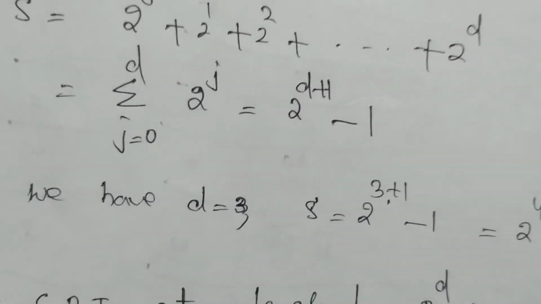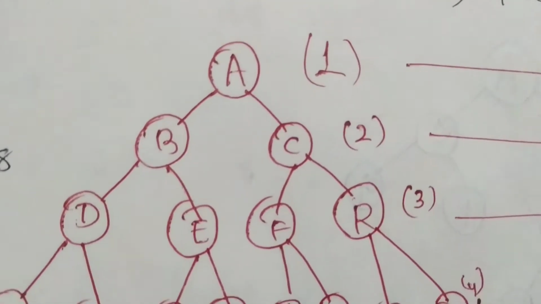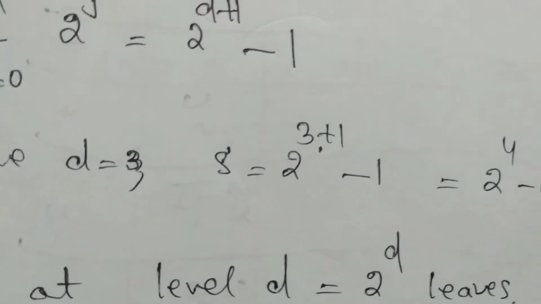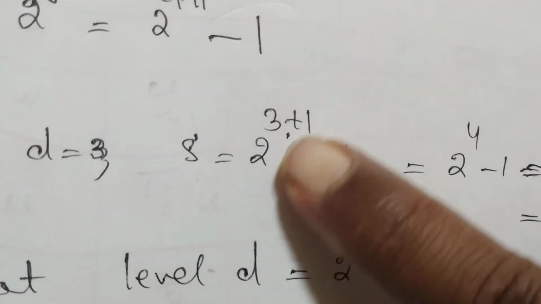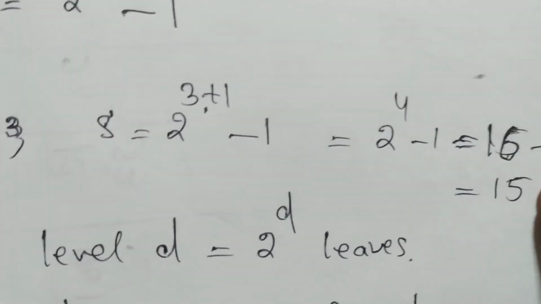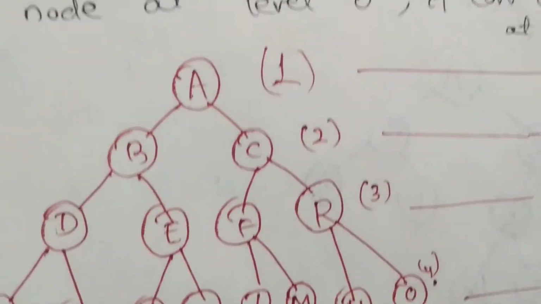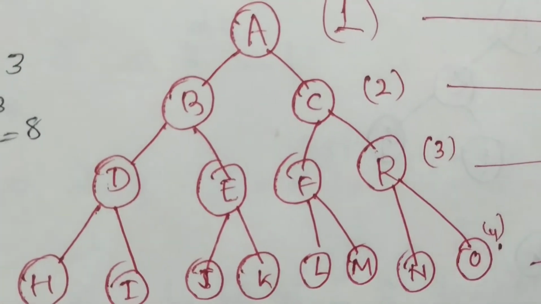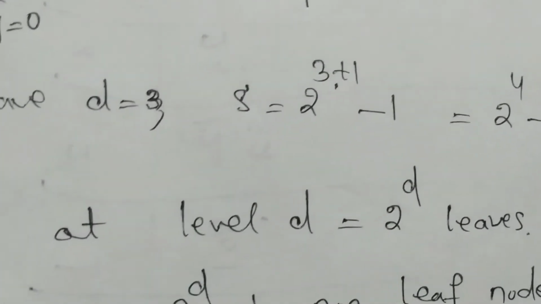Okay, so in the diagram that you have seen, if we want to calculate the total number of nodes and we apply the formula, what is the total number of nodes? D equals 3. So the formula is 2 to the power d plus 1, so 2 to the power 3 plus 1 minus 1, which is 15. So there are a total of 15 nodes. If you count, you can find a total of 15 nodes are present.